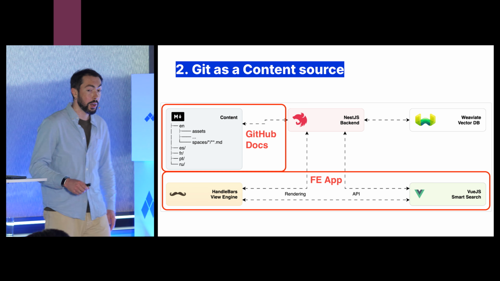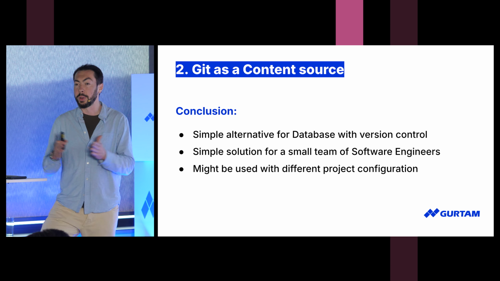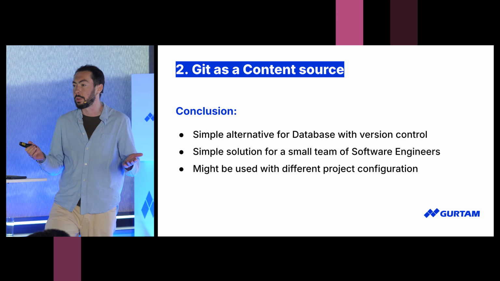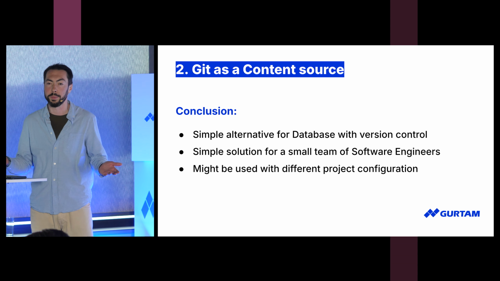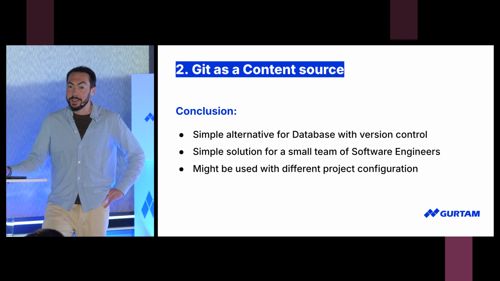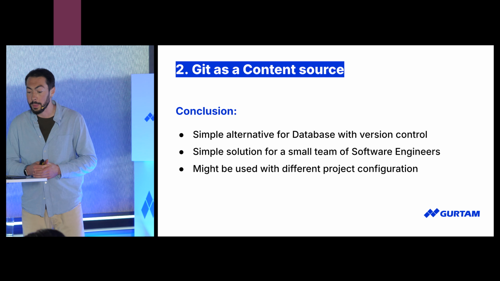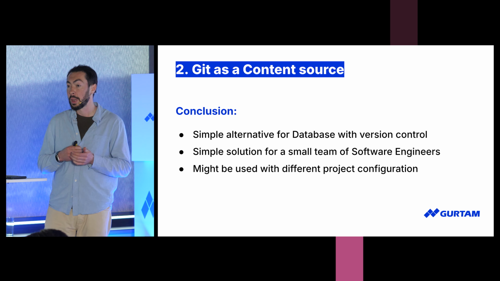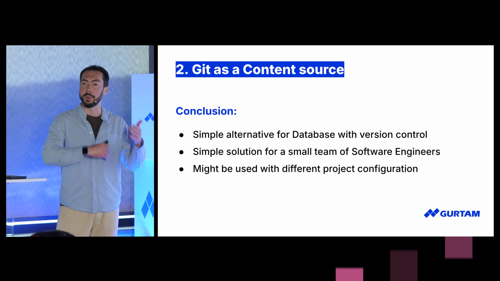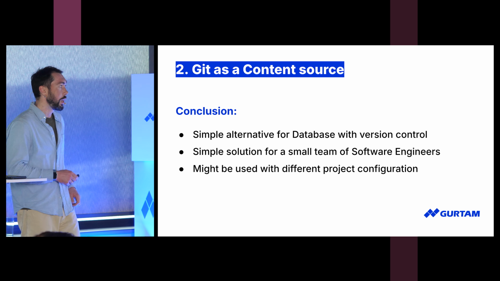Some conclusions. Git is a simple alternative to a database if it is only for your own project. It's a simple solution for small teams, and it might be used with different projects. It's just an approach. It can be reused in different projects in different ways. It's just an idea.